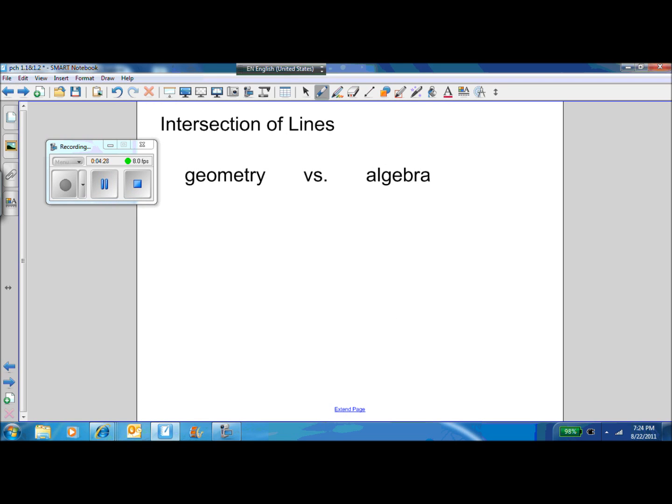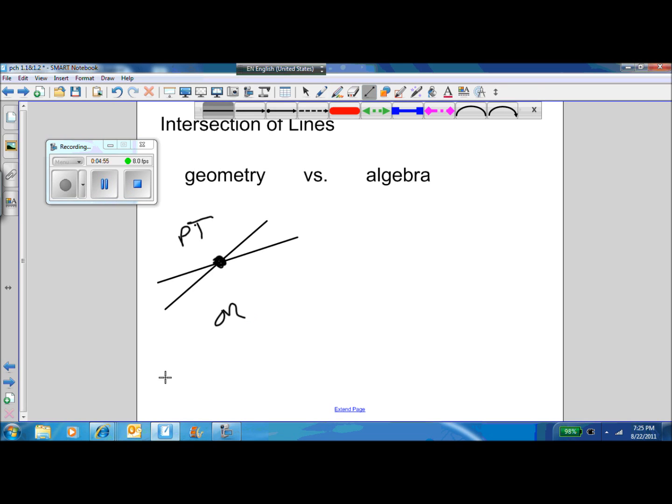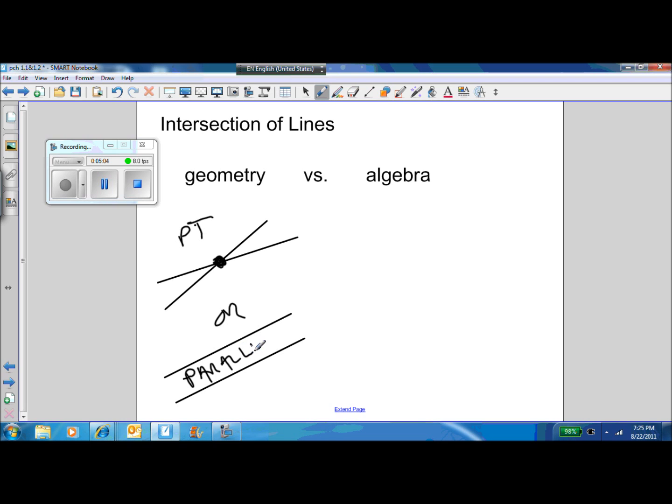Intersections of lines. The geometry versus algebra idea. Well, in geometry, you can intersect 2 lines. And I don't know why. Let's go with this here. There's a line, and there's a line. And clearly they cross at that point right there. The intersection of 2 lines is a point. Or we could have parallel lines. Oh my gosh. Think about parallel lines. Is that they don't cross, so you don't get an intersection.